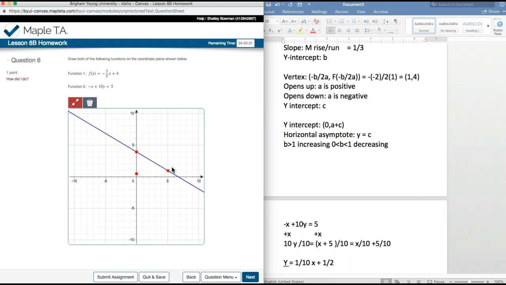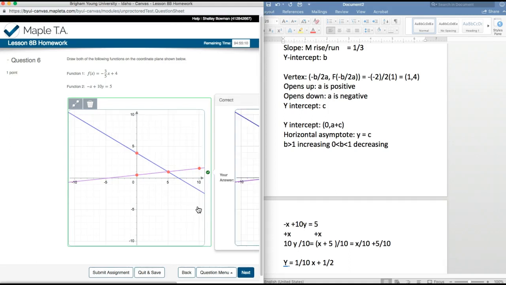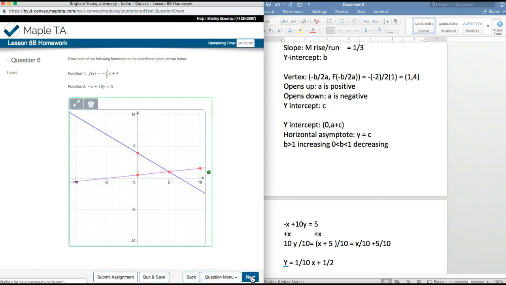And I can even use my squares here. I can see my scale goes to 10 here, so I rose 1, which goes from 1/2 to 1.5, and run 10 right here will be my next spot. And there we go. We got our two equations or functions graphed, and we can just verify that and move to the next one.